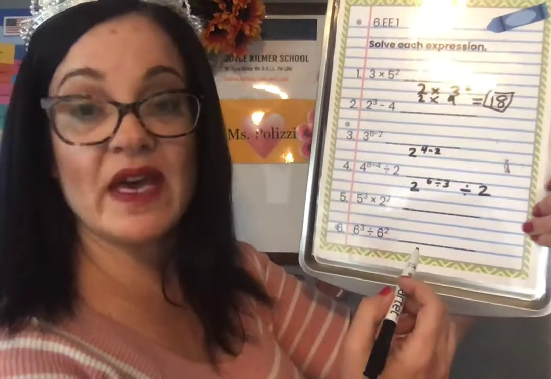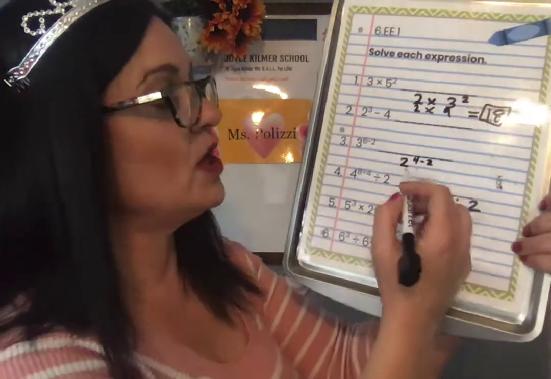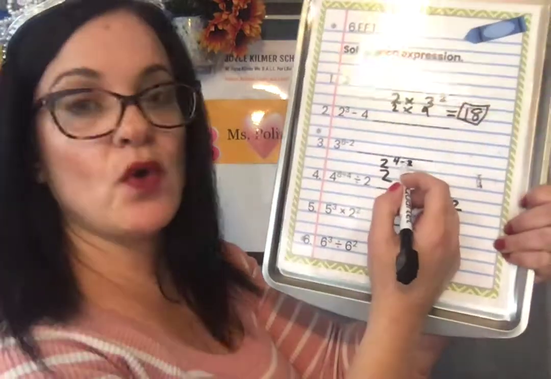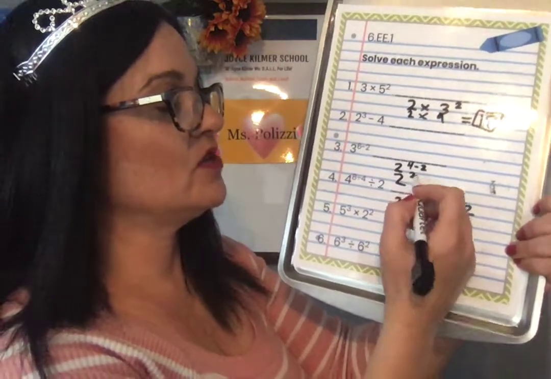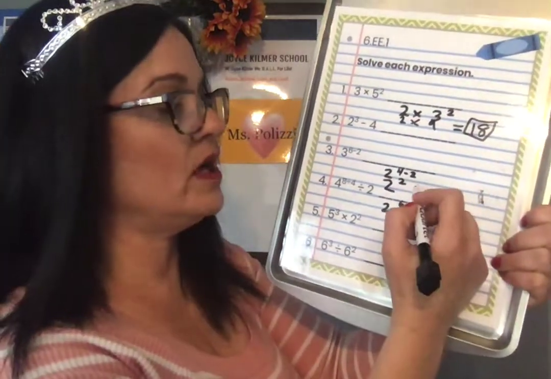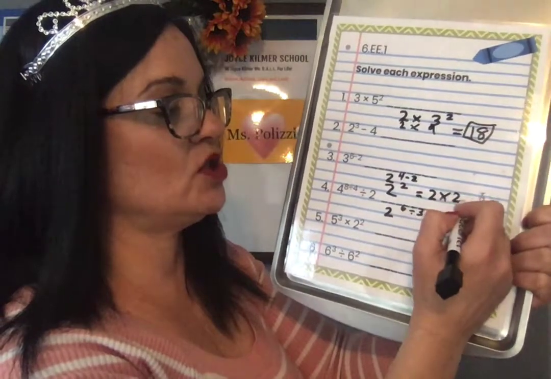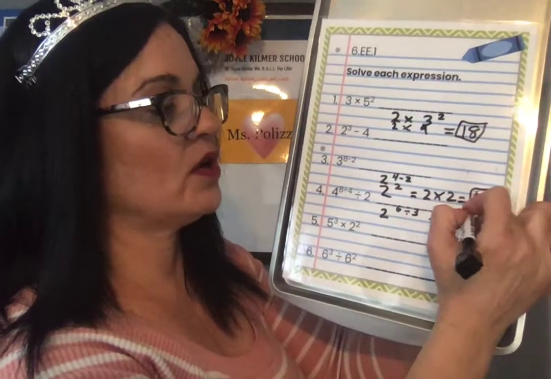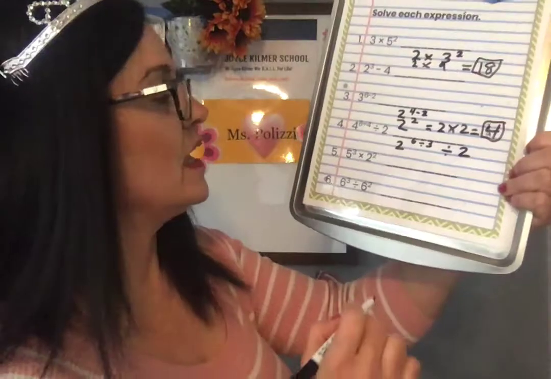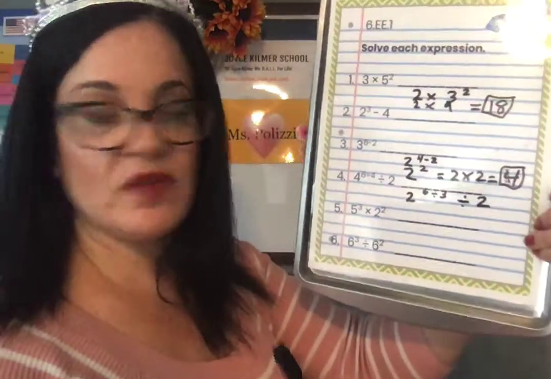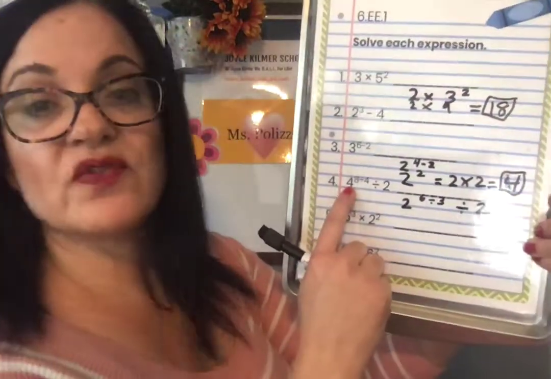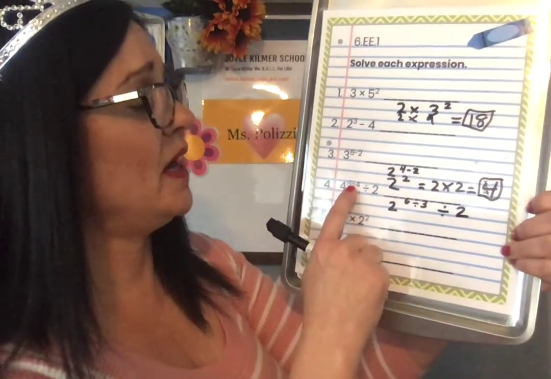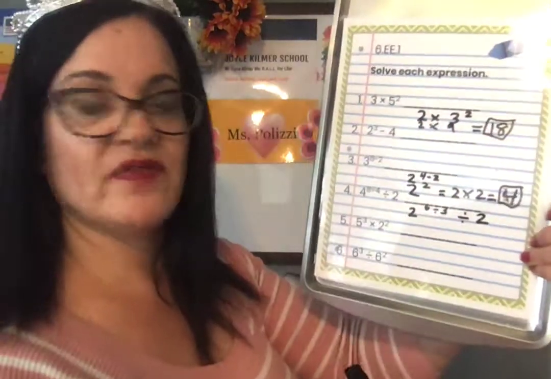So again, we have exponents, so we'll take care of those first. Bring down your 2. 4 take away 2 is 2. So now we have 2 squared, which is the same as 2 times 2, which equals 4. And your answer is 4. The next problem that you may be confused about is problem number 4, which is 4 to the 8th power divided by 4, all divided by 2.